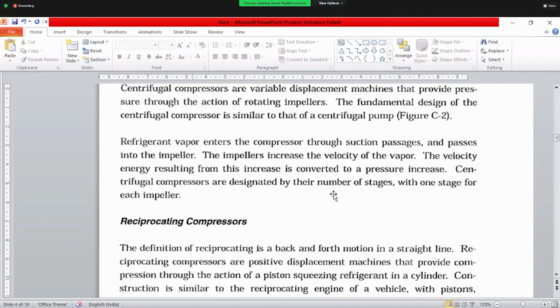Centrifugal compressors are designed by the number of stages, with one stage for each impeller. So we can use one stage or two stages. Same as in a high rise building, a very tall building, where we use multiple stages in a centrifugal pump. So here also we can use multiple stages to compress it further and increase the pressure.